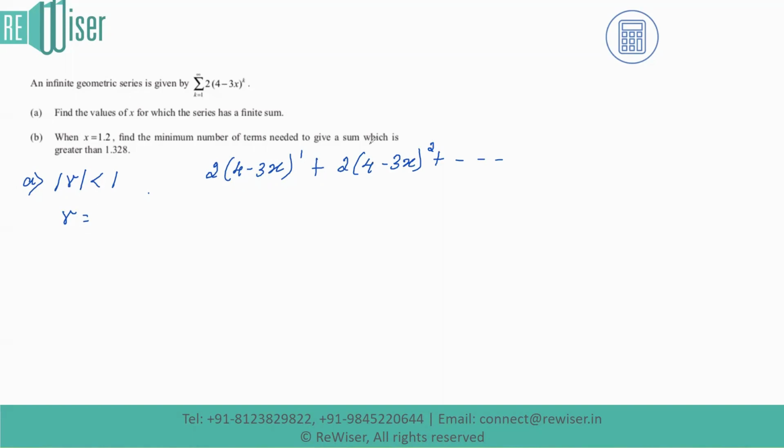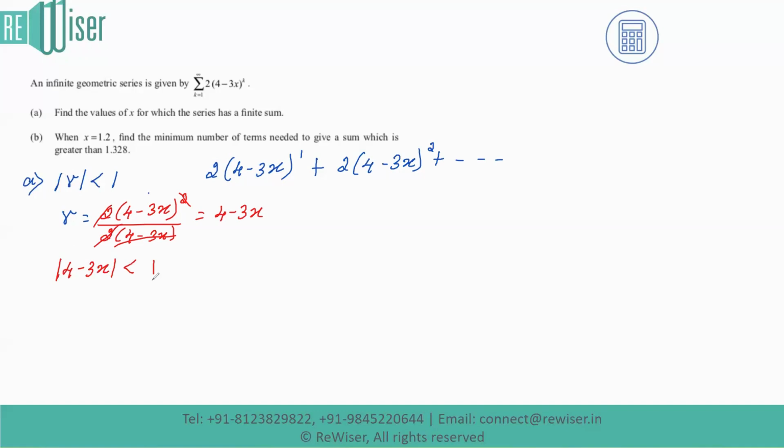So in that case, R, we can always find that by the second term over the first term, where R is the common ratio. So that's going to be 2 times (4 minus 3x) whole square, this will be my second term, over 2 times (4 minus 3x). If I simplify this, the 2 and 2 get cancelled out, and 4 minus 3x and the square get cancelled out. So it's just going to be 4 minus 3x. So R is 4 minus 3x. In that case, the absolute value of 4 minus 3x has to be less than 1.